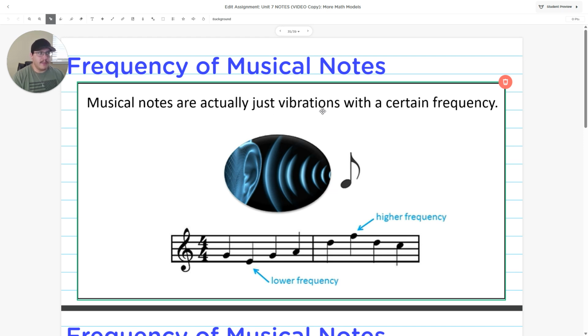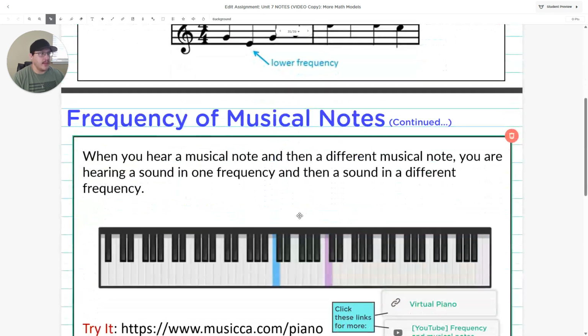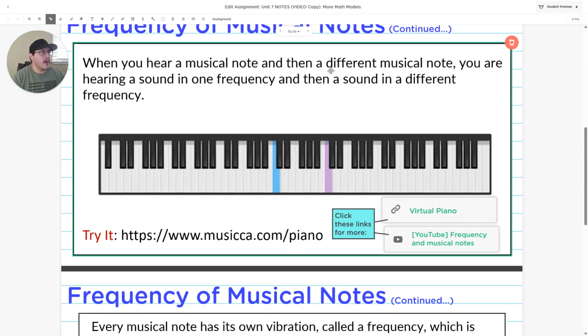Musical notes are actually just vibrations with a certain frequency. So the lower the note is, the lower the frequency, and the higher the note on these lines, on these bars, the higher the frequency is. When you hear a musical note and then a different musical note, you are hearing a sound in one frequency and then a sound in a different frequency.